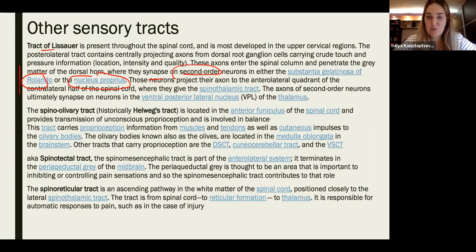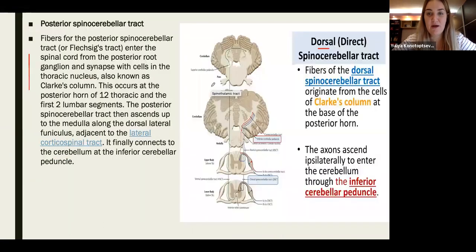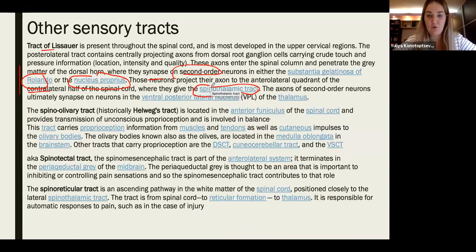Once they have synapsed with those neurons, you're going to see that they are going to cross. They're going to go to the contralateral side, creating the spinothalamic tract. So you remember the spinothalamic tract? Where does it originate from? From the tract of Lissauer. So the tract of Lissauer comes into the dorsal horn, crosses to the other side, creating the spinothalamic tract.